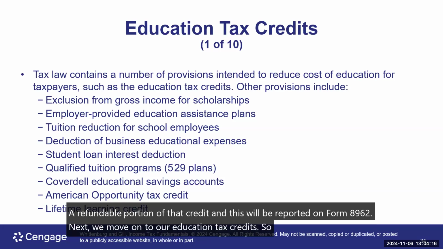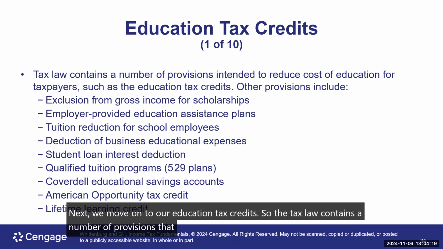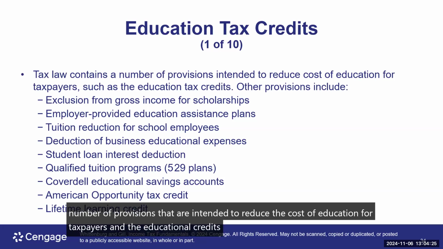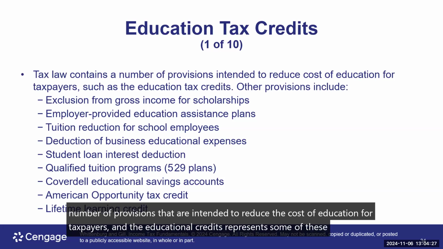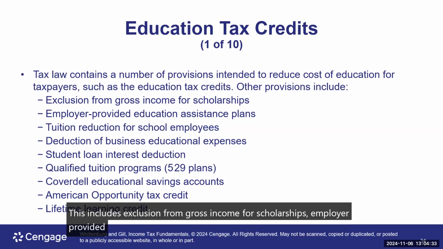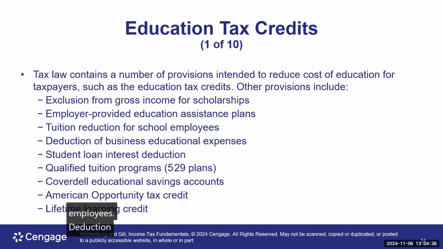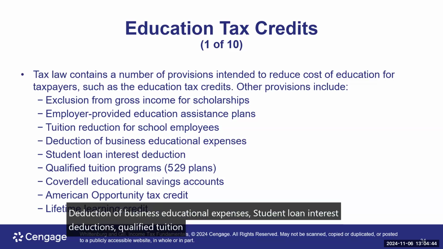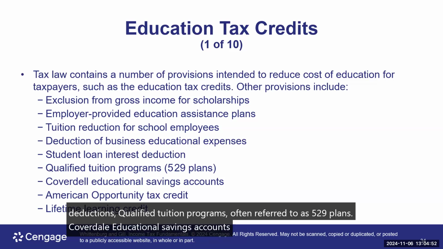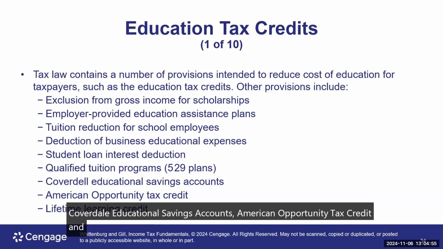Next, we move on to our education tax credits. The tax law contains a number of provisions that are intended to reduce the cost of education for taxpayers, and the educational credits represent some of these provisions. This includes exclusion from gross income for scholarships, employer-provided education assistance plans, tuition reduction for school employees, deduction of business educational expenses, student loan interest deductions, qualified tuition programs, often referred to as 529 plans, Coverdell educational savings accounts, the American Opportunity Tax Credit, and the Lifetime Learning Credit.